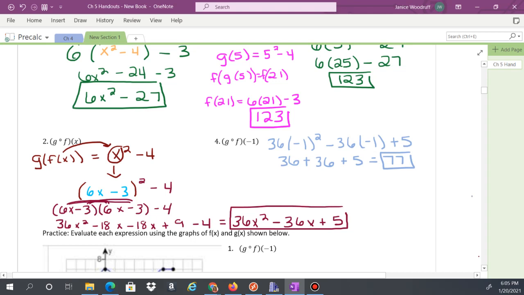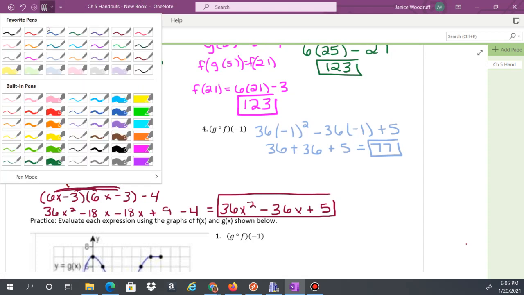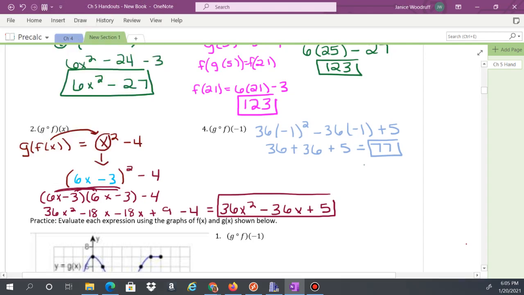Question? Yeah, you could do it the other way if you'd like. Do you want me to do it the other way? Okay. Let me see where I have room. I'll probably do it over the side here. Okay, so g of f of -1.